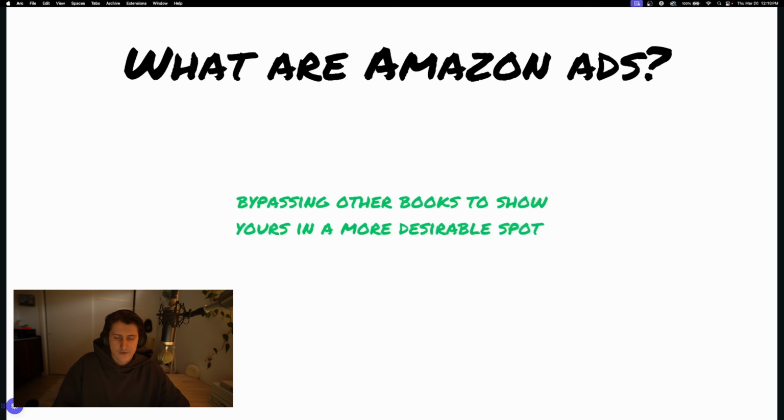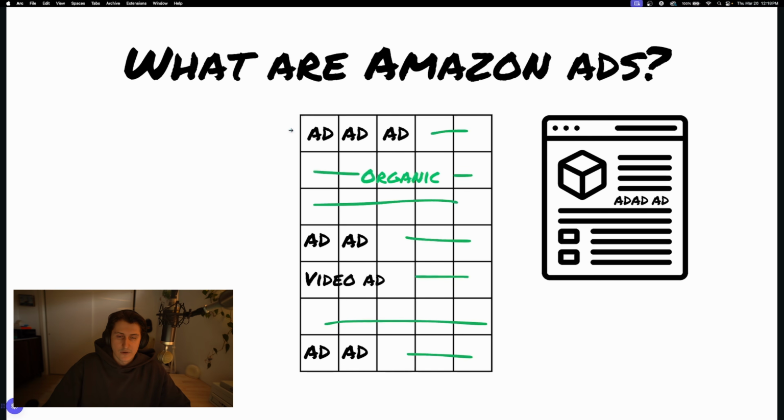So what are Amazon ads? Basically, Amazon ads are just bypassing other books on Amazon to show your book in a more desirable spot than it's ranked. If you type something in on Amazon, you're going to see the organic search results. And this is what the ad placement will look like. It's most likely going to be the top, the middle, and the end of the page. And of course, you can also see ads on product pages. So when we do click on a book that we see on the organic ranking, you can also advertise your book to that product page.